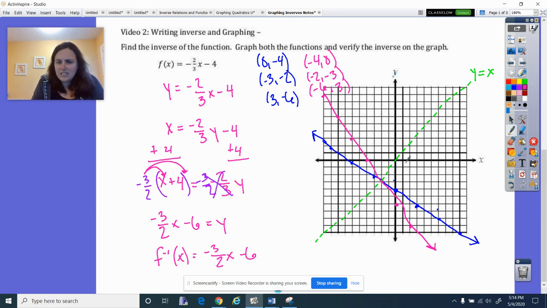So (-6, 3): 1, 2, 3, 4, 5, 6, 1, 2, 3. Look, yep. So I have an inverse. Let's see, (-2, -3). Yes. And then I already did (-6, 3). So (-4, 0): 1, 2, 3, 4. So look at that, yes, my lines are inverses, and that's how I was able to verify on the graph. Okay, I want you to practice some problems now.